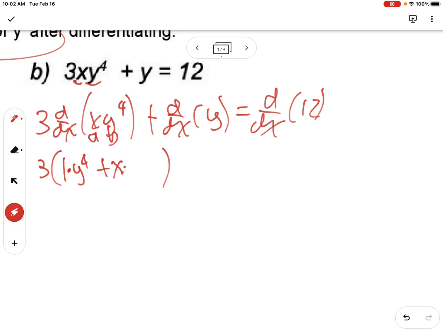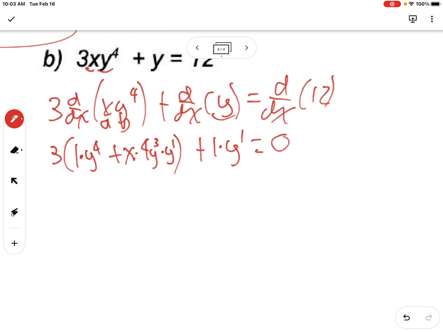Well, what is the derivative of y to the fourth? Well, we know it's 4y cubed multiplied by the inside derivative, which is y prime. Okay? Then I'm going to add to that the derivative of y, which is just 1 multiplied by y prime, and that will equal 0.